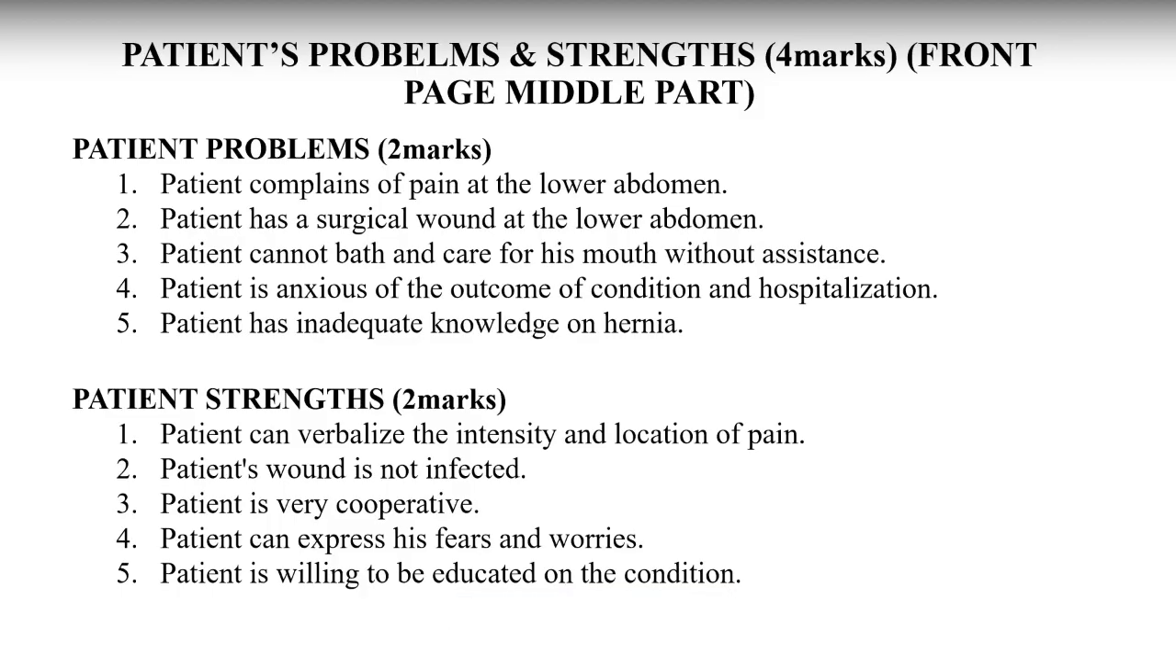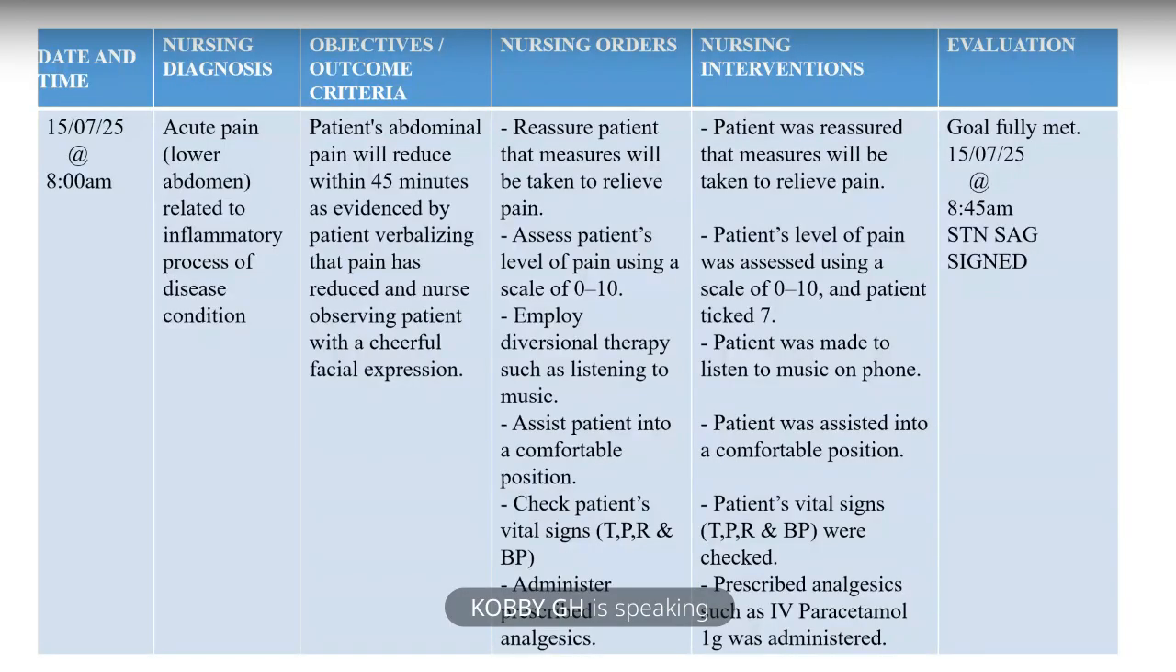patient's complaints of pain at the lower limb, or patient complaints of pain on the right leg. You get it? Then the strength: patients can verbalize the intensity and location of the pain. Then the diagnosis: acute pain (right leg) related to, you get it?